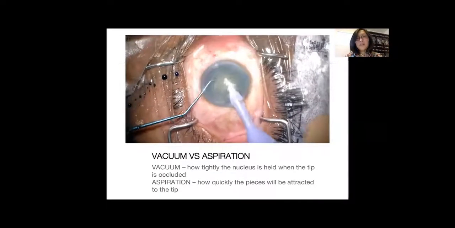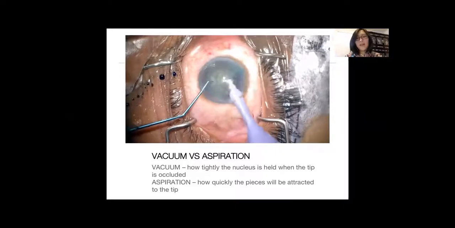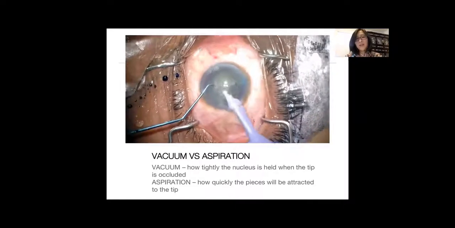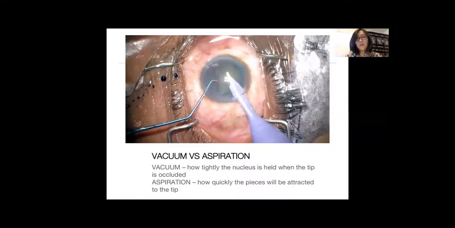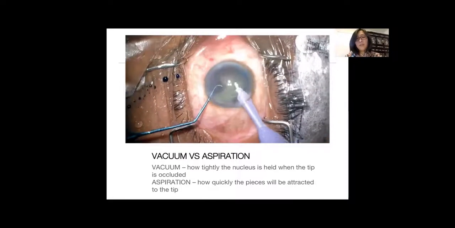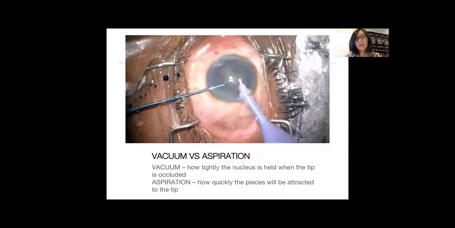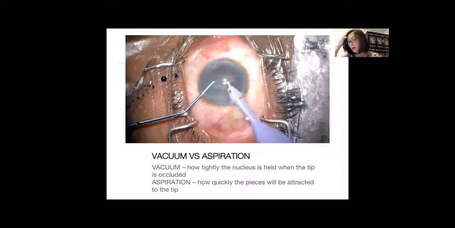You can see that it's just completely flipped over. And so I know I have full access. So I will not need to chop this lens. It's not that dense a lens. And therefore, I'm just going to use high vacuum to grab it and to simply phacoemulsify it. And I'm in the anterior chamber in this particular case.